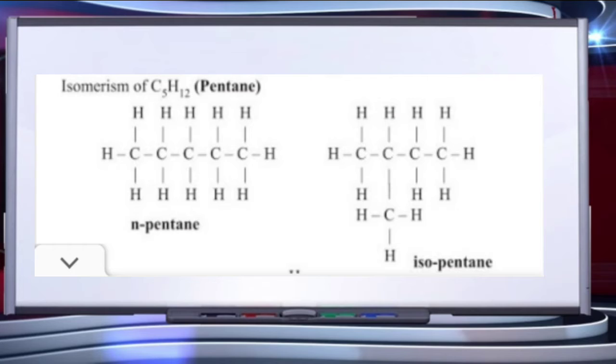Because of this branching, children, the existence of two or more different organic compounds having the same molecular formula but different structures is called isomerism, which is actually the result of this branching. Here in this example, two isomers of pentane, C5H12, are given. Try to understand. In the first structure there is no branching, therefore it is called n-pentane or normal pentane. And in the second structure, children, you will see that there is a branching with one carbon. So this structure is called isopentane, and these are the isomers of pentane.